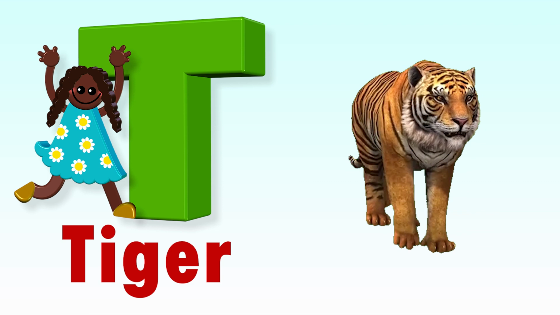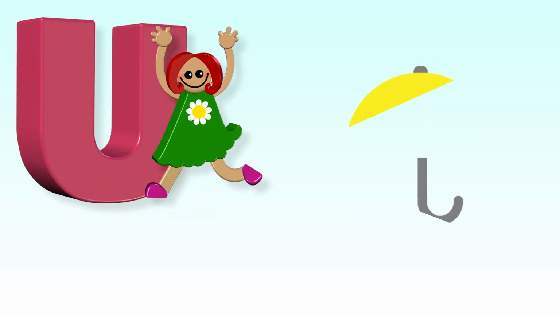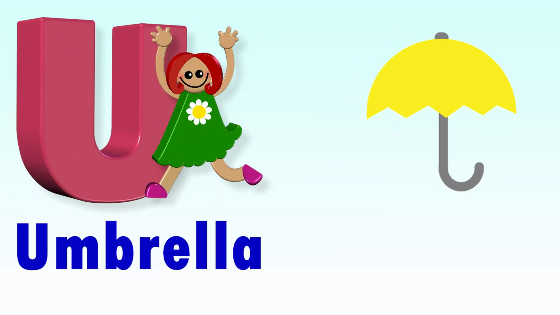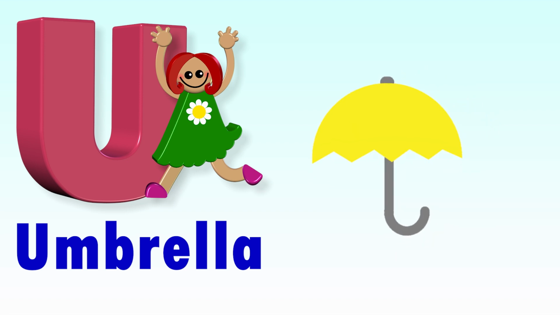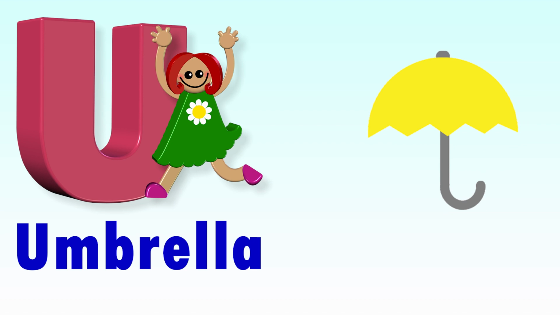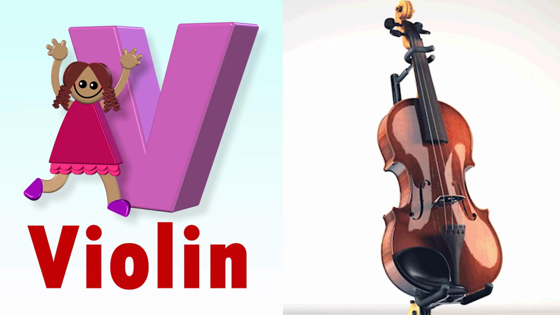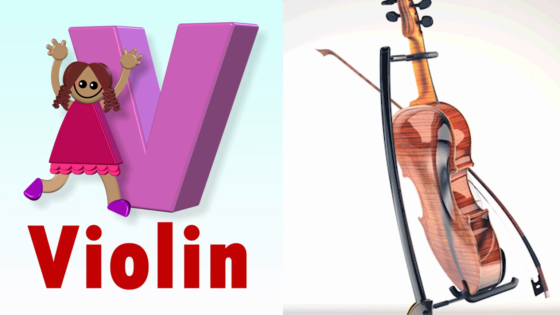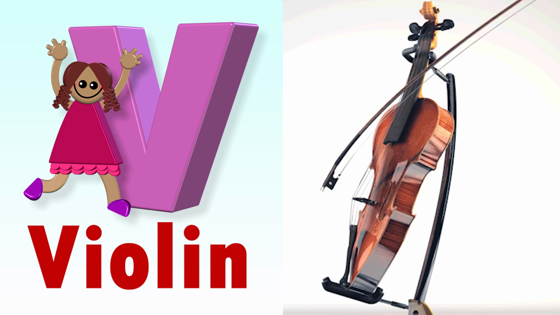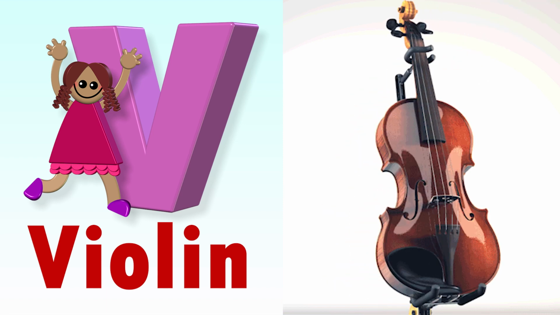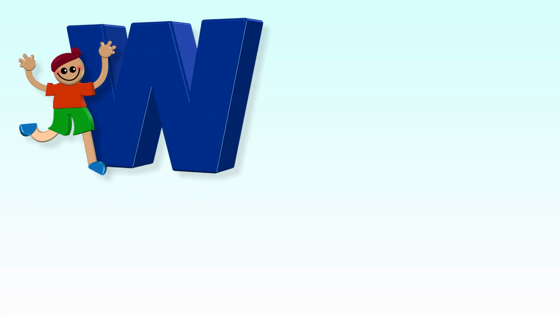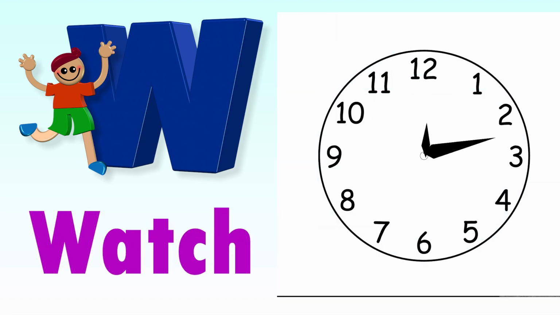A B C D E F G H I J K L M N O P. U for umbrella. T U V W X Y and Z. Now I know my ABCs. V for violin. W for watch.